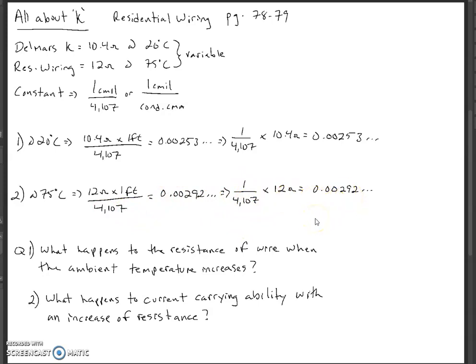So, a couple questions just to wrap this up. What happens to the resistance of wire when the ambient temperature increases? What happens to the current carrying ability with an increase of resistance? So pause the video, get your answers down, and I'll get you the answers in a couple seconds. And there we go. It increases the resistance, and the current carrying ability decreases as the resistance increases.